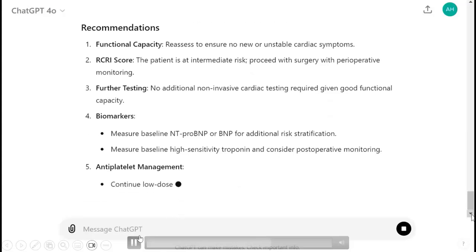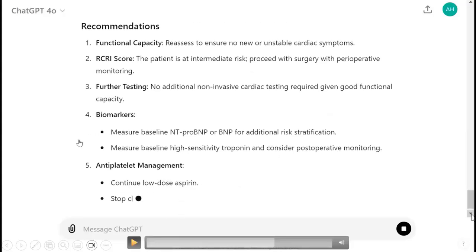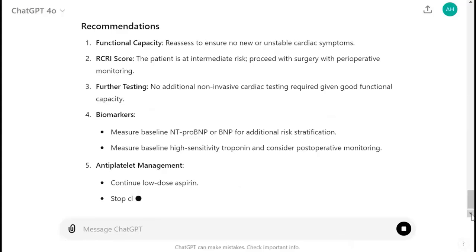and antiplatelet medication management. So he was actually analyzing the case, referring to the guideline, starting to make some sort of stratification of the case, calculating the risk score and suggesting what we should do for this patient. This is an example of how ChatGPT can work like a clinical decision support for consulting a case.